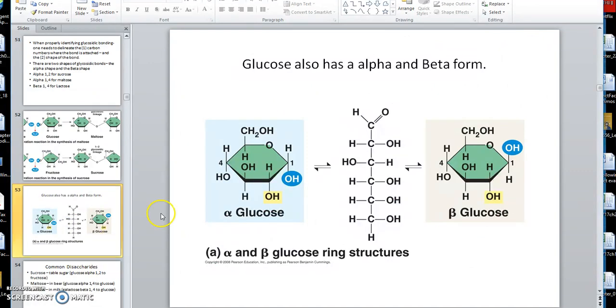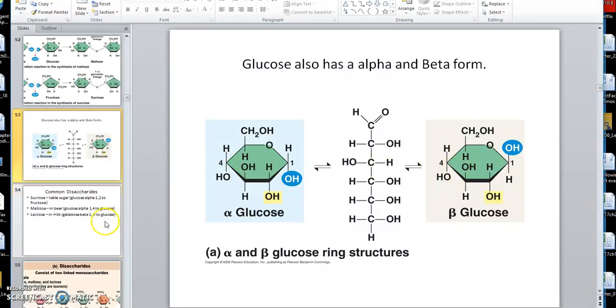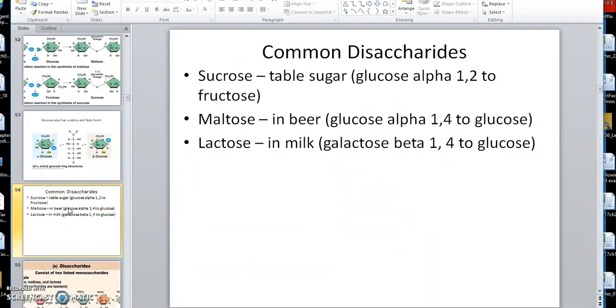So this just shows the alpha and beta glucose ring structures that we can have. Okay, so common disaccharides that I'd like you to be familiar with is sucrose, which is table sugar, which is glucose bonded to fructose. In your metabolism, after you digest it and bring it in, you break the glucose from the fructose and work on them separately.